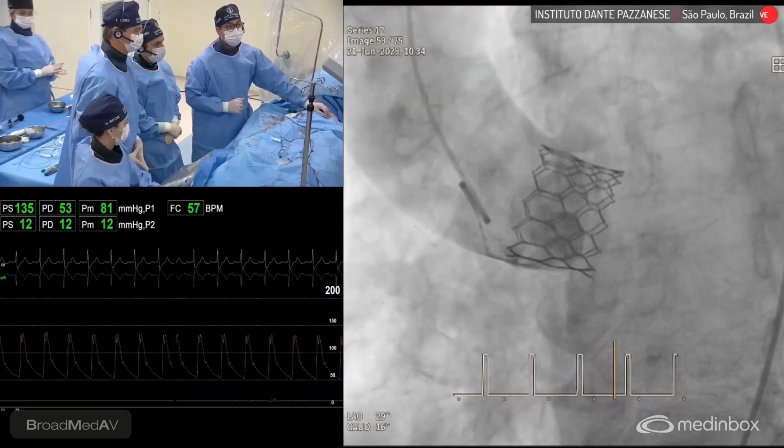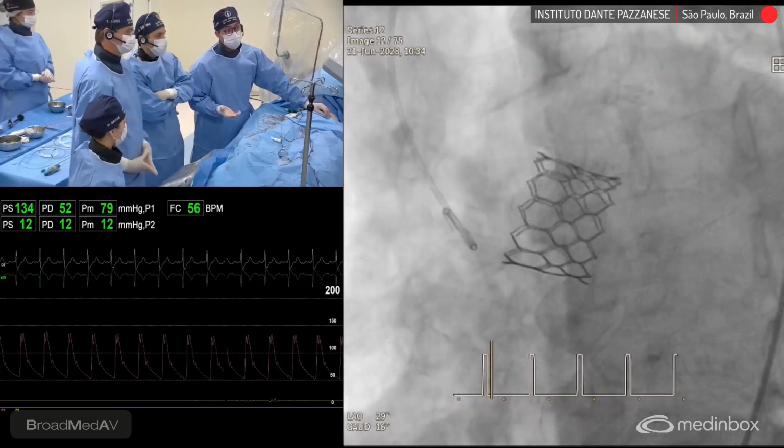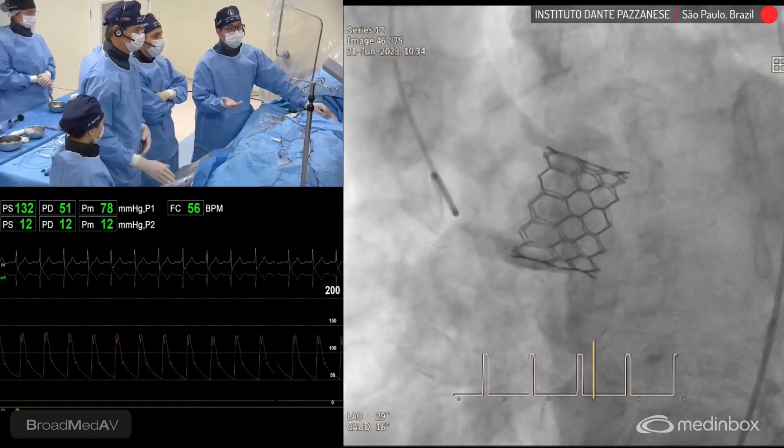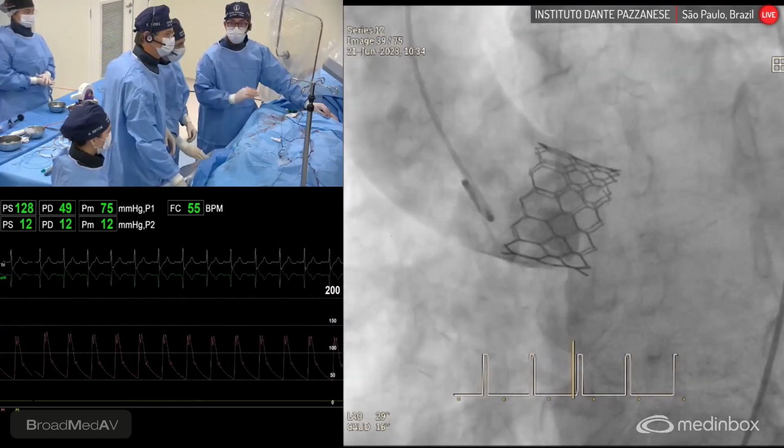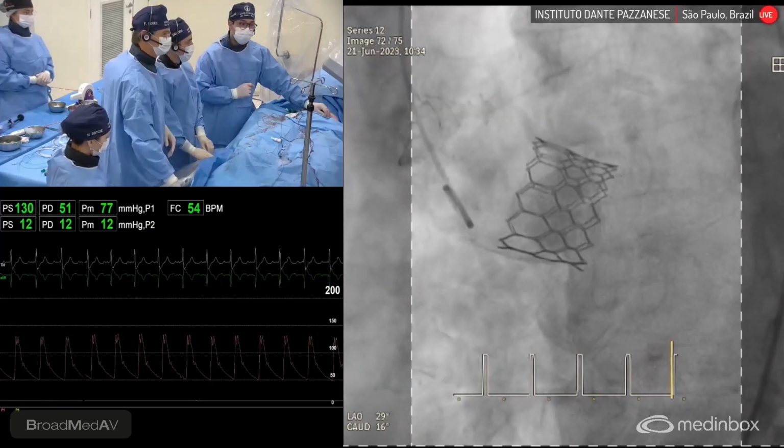So what are your comments now, Alberto? So we have no PVL, as we showed. We have no gradient. In my opinion, it's a really good result. I think we can move on and finish the procedure.